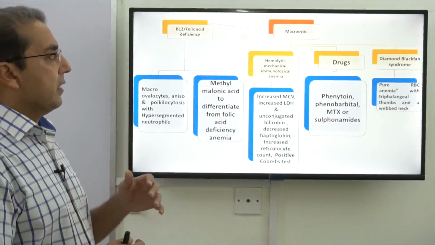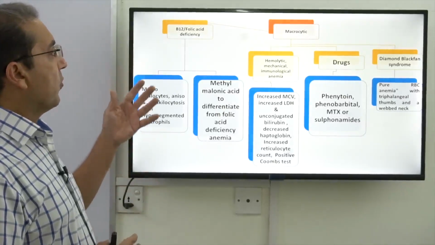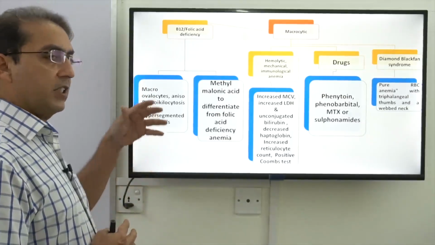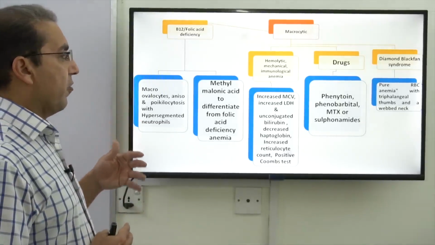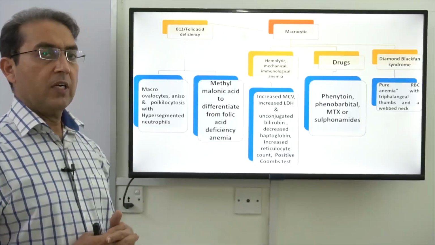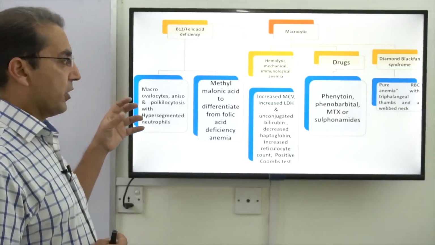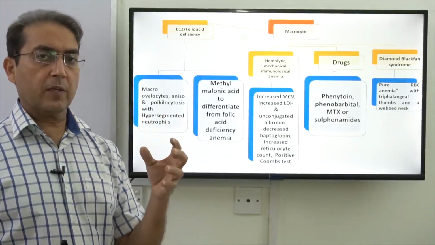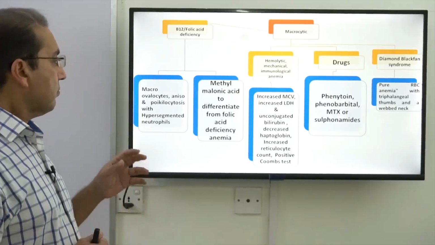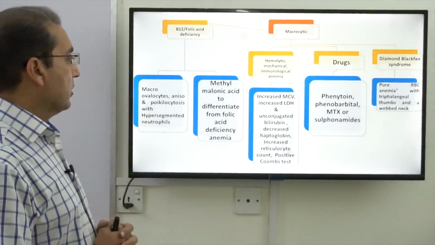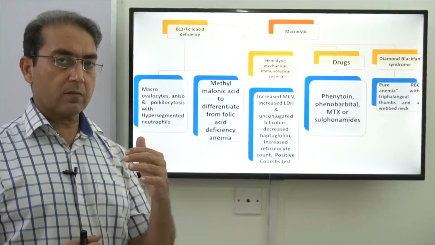Then if you see in the initial screening, patient has macrocytic anemia. So we go for B12 and folic acid deficiency, and we see B12 and folic acid deficiency. The features are there are macro-ovalocytes. In B12 deficiency or megaloblastic anemia, you get macro-ovalocytes, while in other large cell anemias, these cells are spherical, they are not ovalocytes. There is anisocytosis, poikilocytosis with hypersegmented neutrophils, and the platelet count may be low.